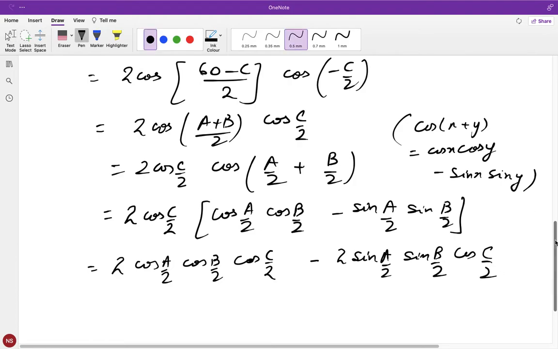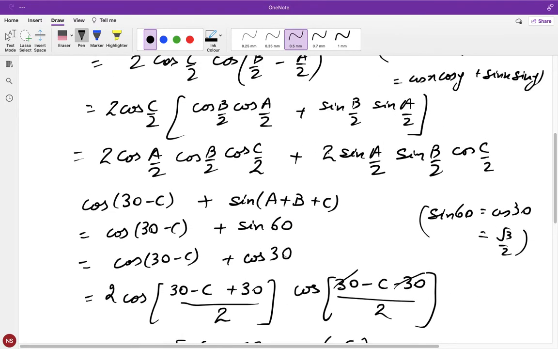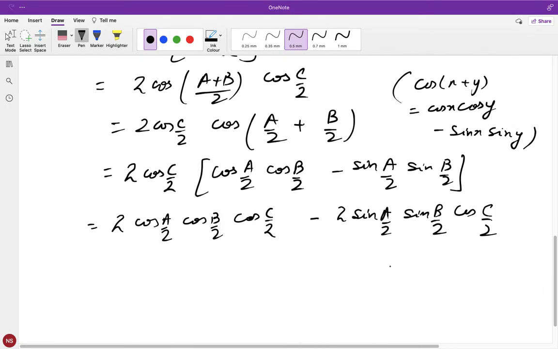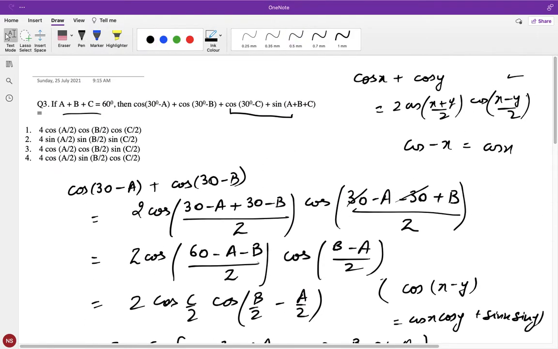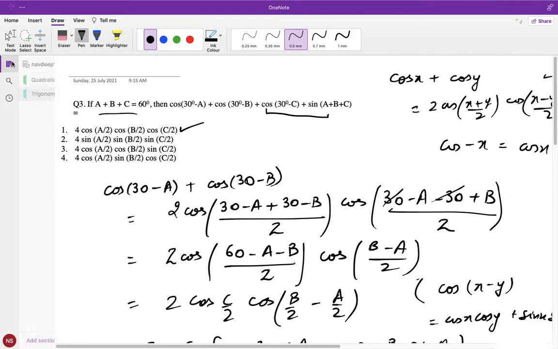Now I have to add these two parts. This is 2 cos a by 2 cos b by 2 cos c by 2 plus 2 sin a by 2 sin b by 2 cos c by 2. Over here this is minus, the rest is same. So 2 plus 2 would be what? 4. So my correct option would be for this. Right? So next problem.